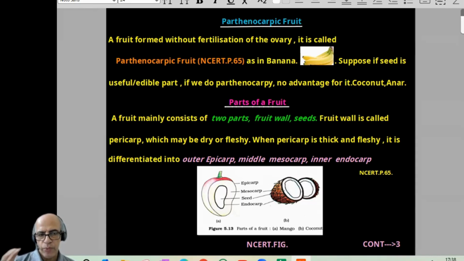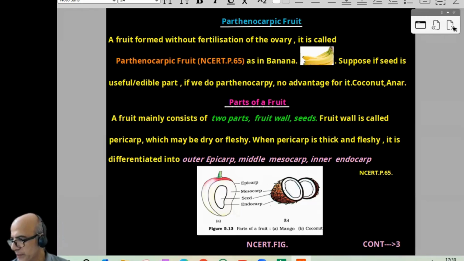Next is parts of a fruit. Basically, a fruit consists of two parts: one is the fruit wall, the other is seeds. Fruit wall is otherwise called pericarp, which may be dry or fleshy. When the pericarp is thick and fleshy, then only it is differentiated into outer epicarp, middle mesocarp, and inner endocarp. So 3 layers can be seen when the pericarp is thick and fleshy. This diagram belongs to NCERT, labeling questions, etc. Further, we'll be discussing the types of fruit. We can proceed to the next page.